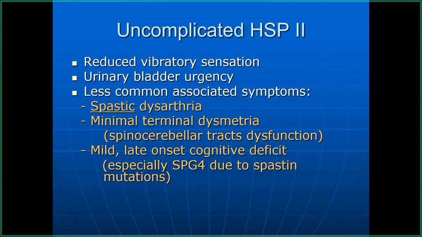But there is definitely some transitional sort of phenotypes. You can have a minimal terminal dysmetria because don't forget about spinocerebellar tracts. So actually we talked so far about descending corticospinal tracts and ascending dorsal columns, but we also have ascending spinocerebellar tracts. So sometimes you may have a minimal dysmetria, and sometimes it can be really a head scratcher. Is this a spastic ataxia? Is it HSP? And many times genetics will sort of bail you out.